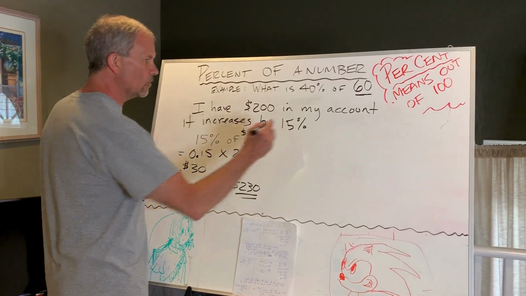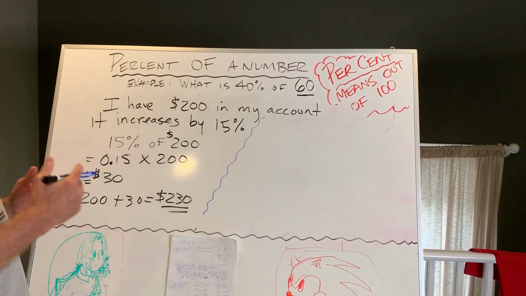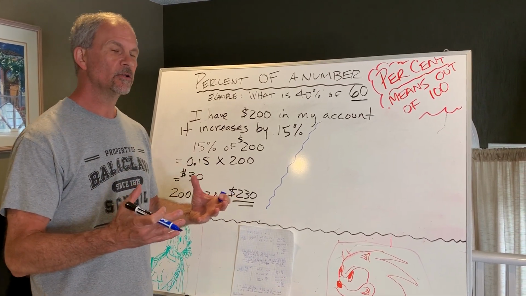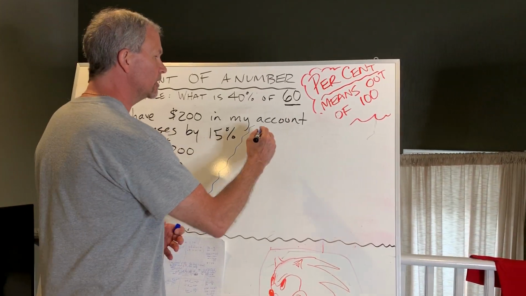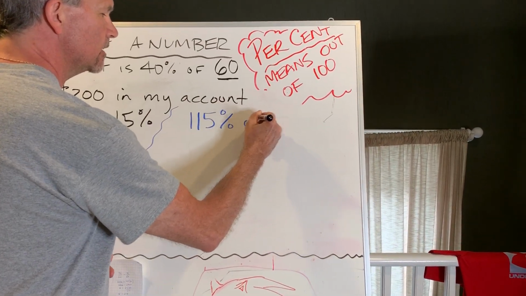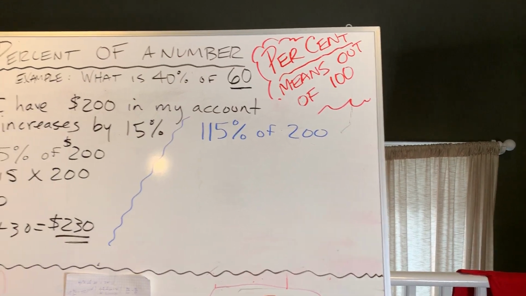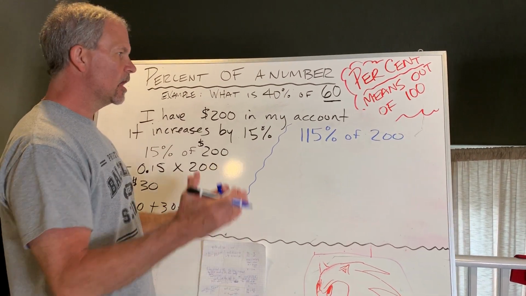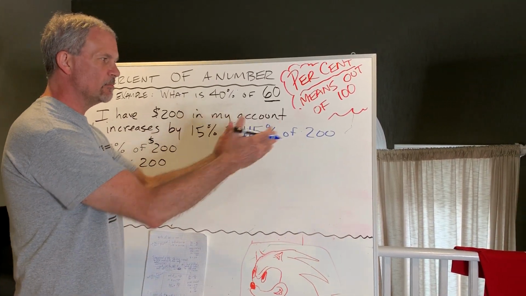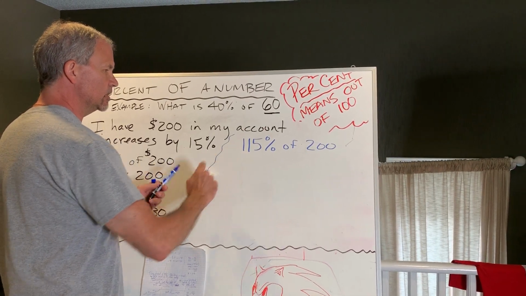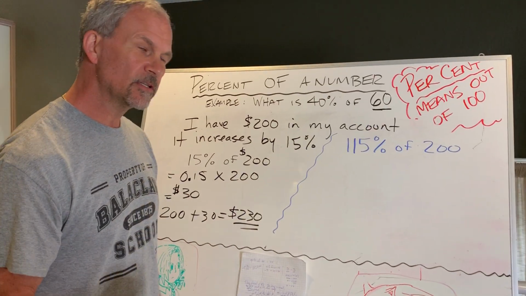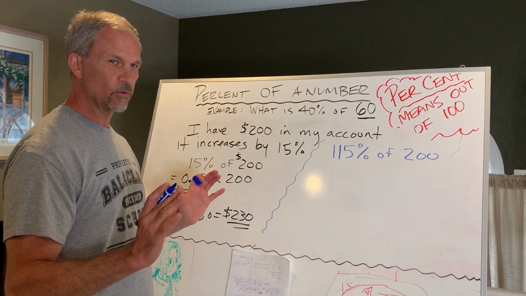Okay. One other way to look at it, it's still percent of a number. I started with 200, I got 15% greater. So if you think about it, I now have 115% of $200. I have 115%. If it went up by 15%, the one here is the 100%. It's the 200 again. The 15% is going to make up the addition. So it's still percent of a number. It's just a different way of looking at it. And again, I like to convert to decimal and then multiply. It's up to you which way you want to use it.